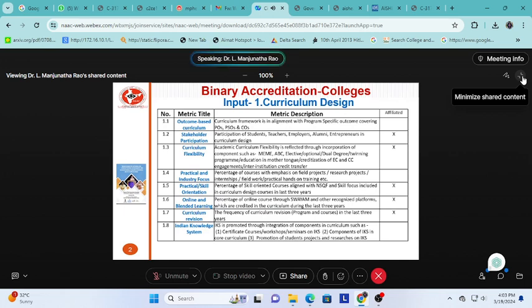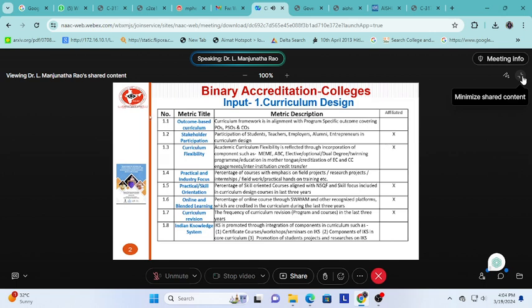In this structure, the first column indicates the metric numbers. The second column is the sub-attribute. The third column is the metric. The fourth column shows whether this particular metric is for affiliated or for autonomous colleges. These are the metrics which are for both affiliated colleges and autonomous colleges, where we have marked the cross symbol. So these metrics are not applicable to the affiliated colleges.